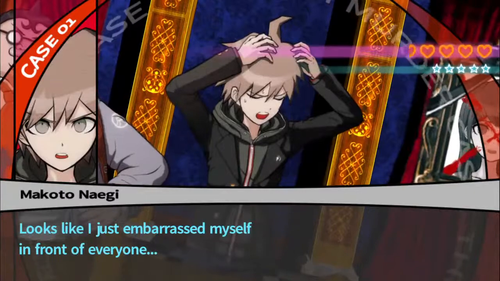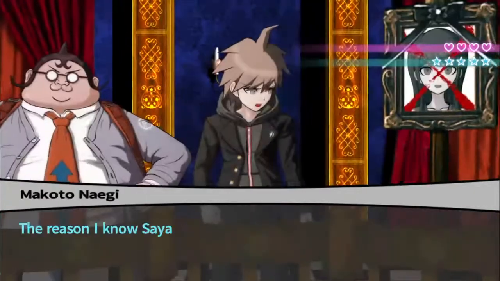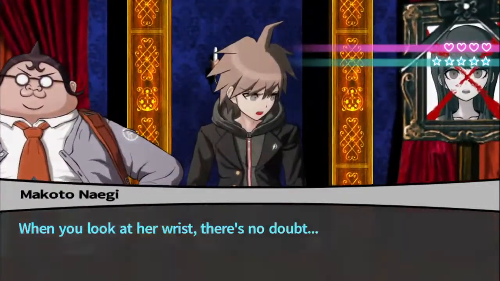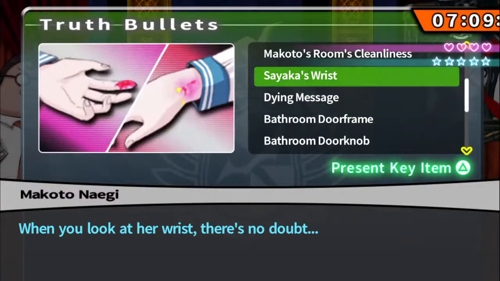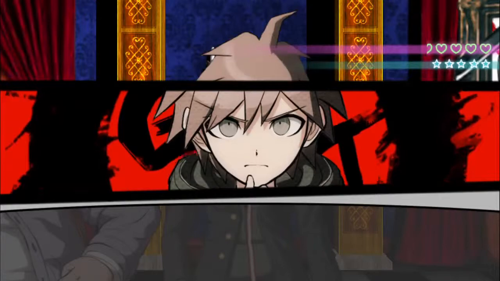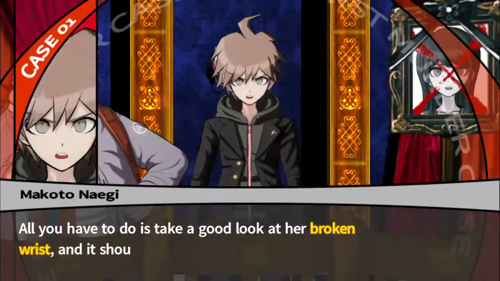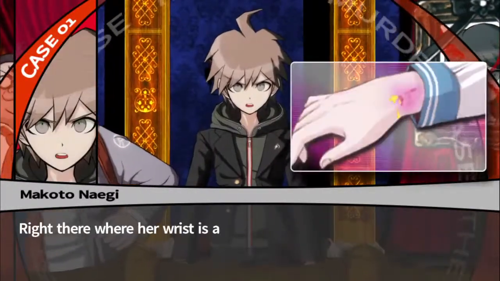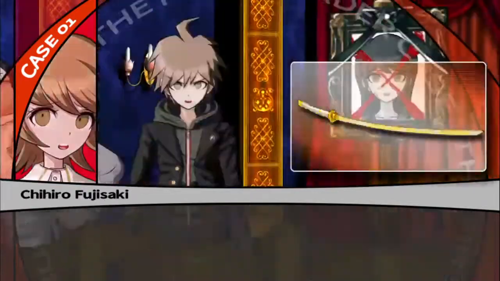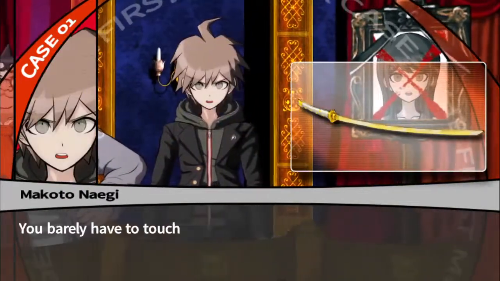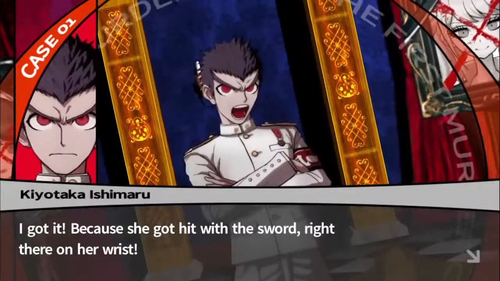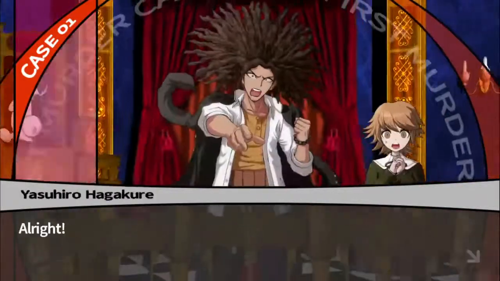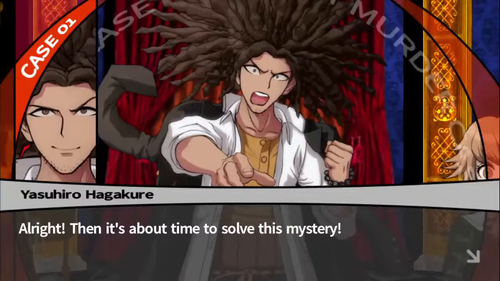Shoot! I got it! All you have to do is take a good look at her broken wrist. Right there where her wrist is all... It sure is. You barely have to touch that stuff, and there's some on her... I got it! Because she got hit with the sword! I see. Alright, then it's about time to solve this mystery.